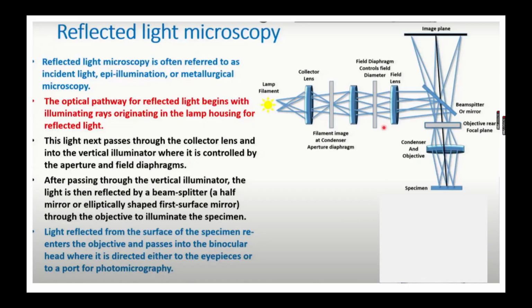Okay, so this is reflected light microscopy. Firstly, we will see that this is the light source, and this is the collector lens, and this is your filament image at the condenser aperture diaphragm.